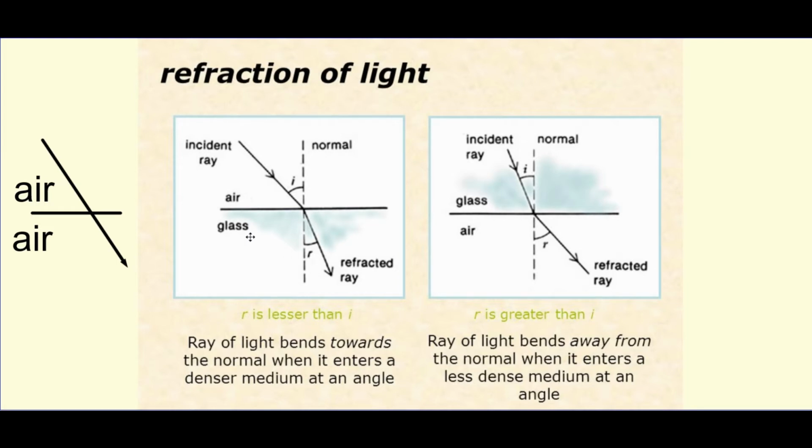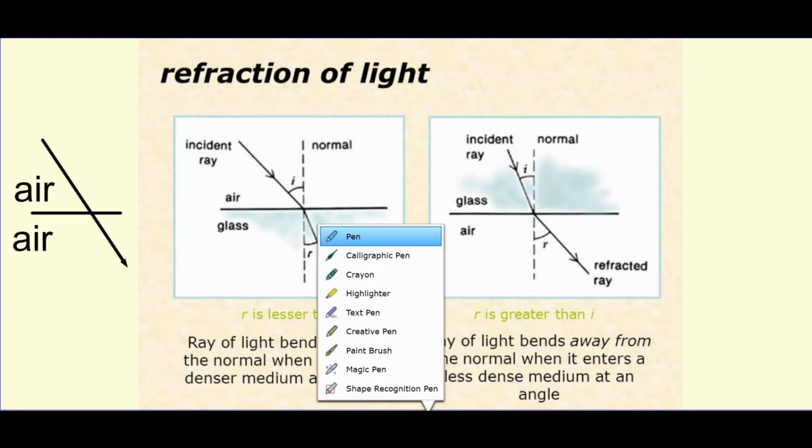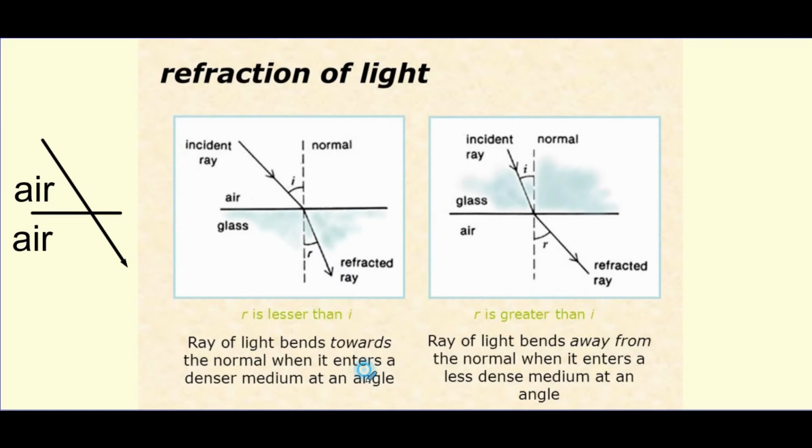So let's look at that for a second. We'll start with picking up a magic marker here. There we go. Alright, if you look over here on the left, you'll see we go from air to air. When you send a beam of light from one air medium to another, as long as they're both the same type of gas, there will be no change in that light's line. It will go straight through with no issues.